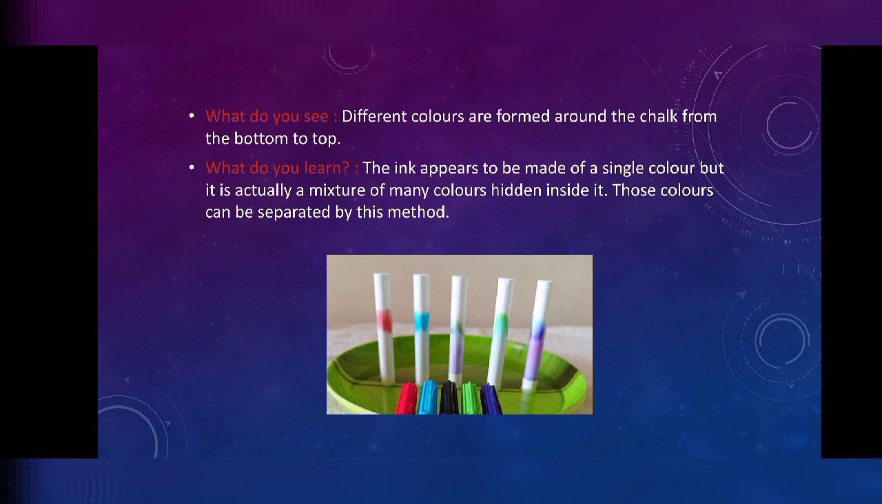What do you see after some time? Different colors are formed around the chalk from the bottom to top. You can observe this picture. What do you learn from this method? The ink appears to be made of a single color, but it is actually a mixture of many colors hidden inside it. Those colors can be separated by this method.